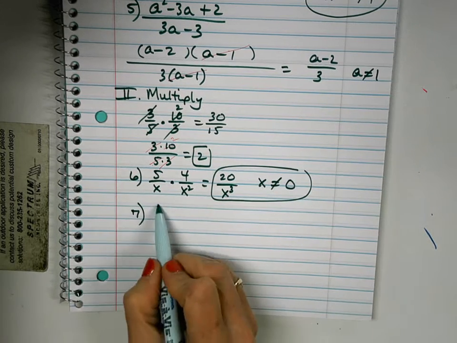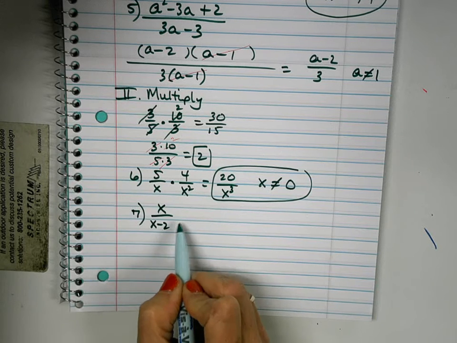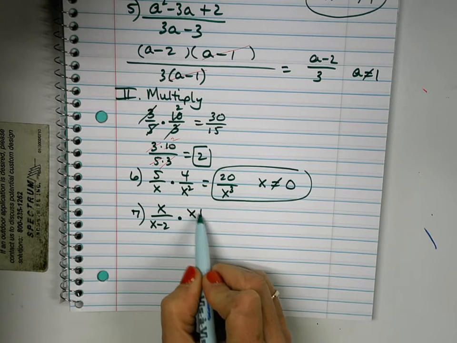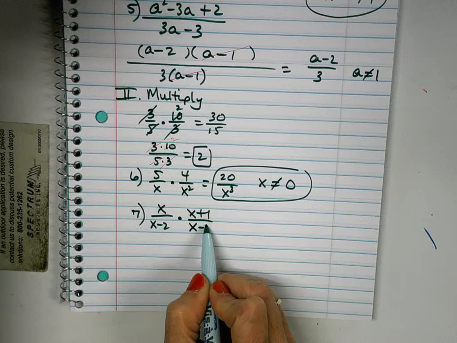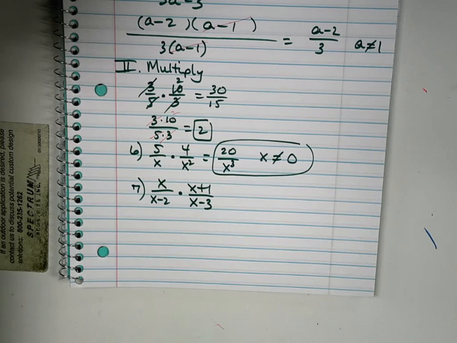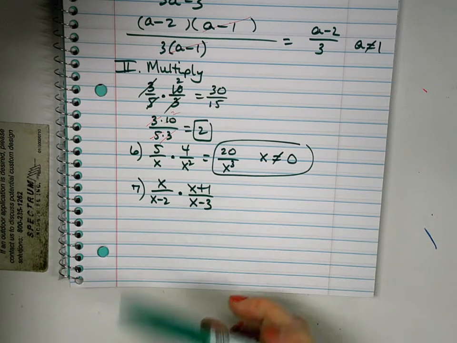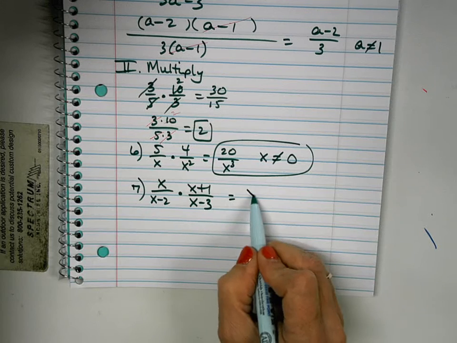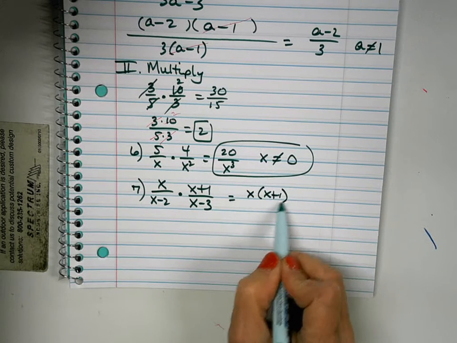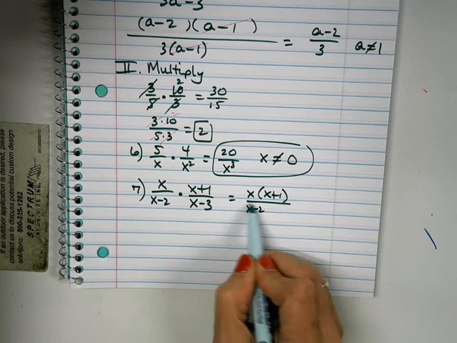x over x minus 2 times x plus 1 over x minus 3. Is there anything right now that I can reduce? Can I cancel that x with anything? This x right here, can I cancel them with either of these x's? No. Okay. For this one, you guys, honestly, leave it like this. Just leave it all factored.